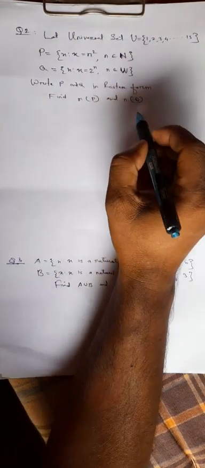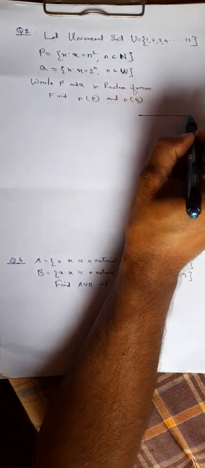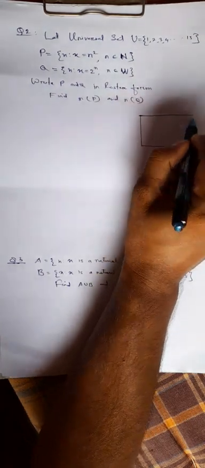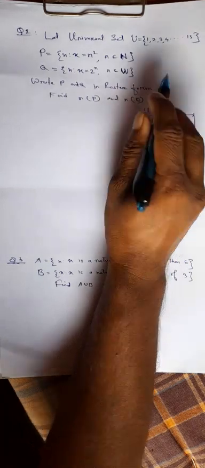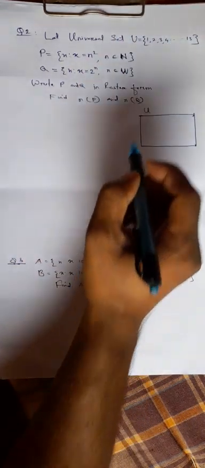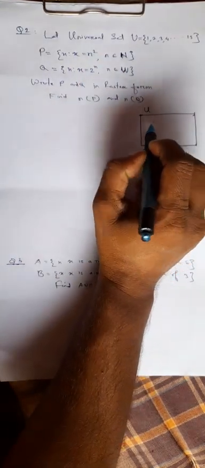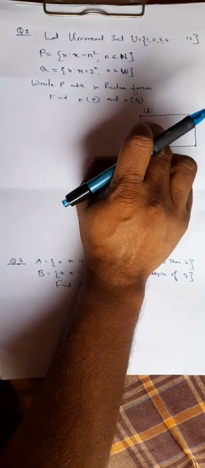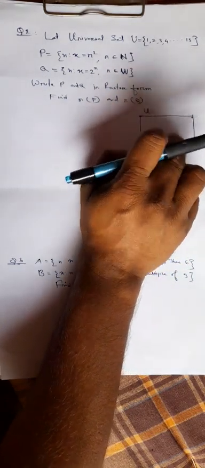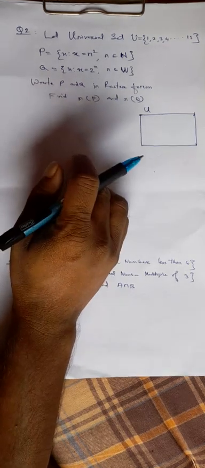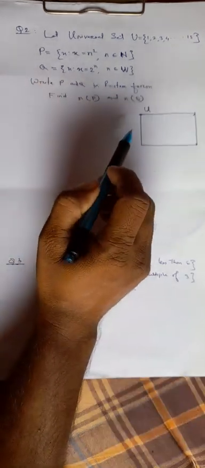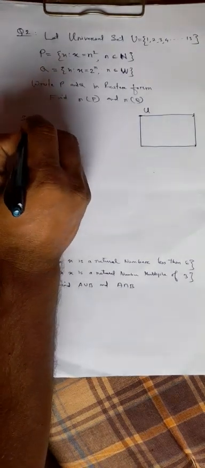Now here the universal set is defined as U equals 1, 2, 3, 4, 5 up to 15. Now you see the elements of P and Q should be within the universal set. So let us find those elements of P and Q which we will find under the universal set. Let us solve this.